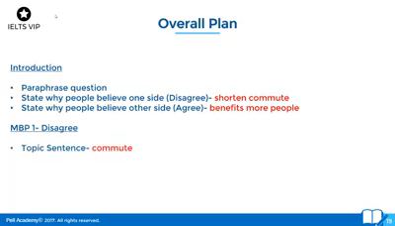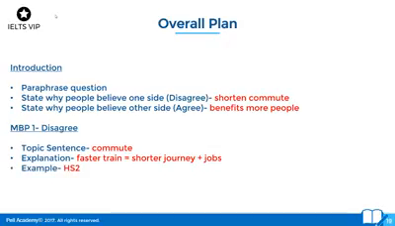Main body 1, topic sentence, commute. Explanation, faster train equals shorter journey times and more jobs. Example, HS2. An opinion is disagree. So my plan, if I was doing the IELTS test, my plan would look like this. It would be as short as this.